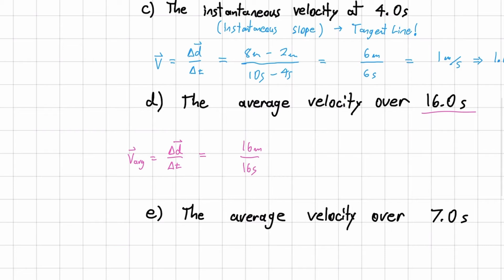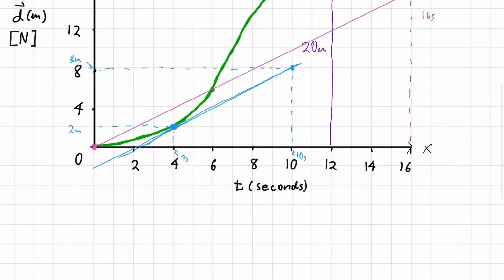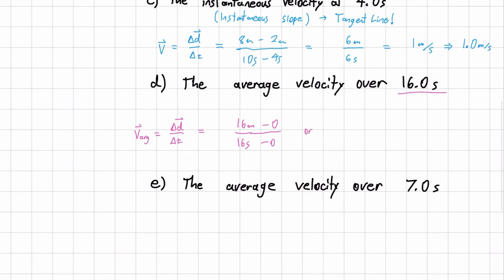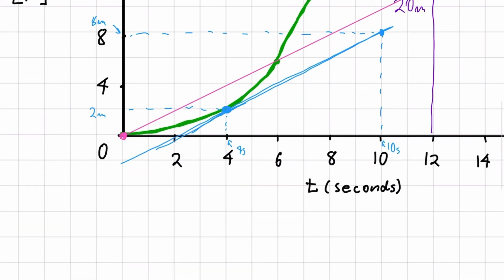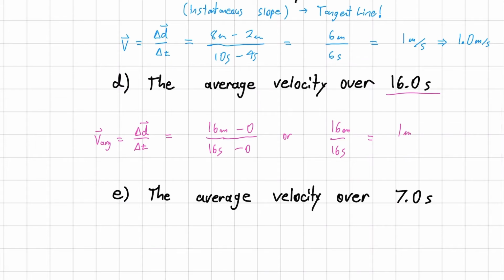Now if we want to go according to the formula, you could add your minus zeros because our other point is technically the 0, but it's optional. You can just write 16 meters over 16 seconds if your second point is that 0. Once again, this equals 1 meter per second. And we have 3 significant digits in the question, so we want 1.00 meter per second. That's the final answer.